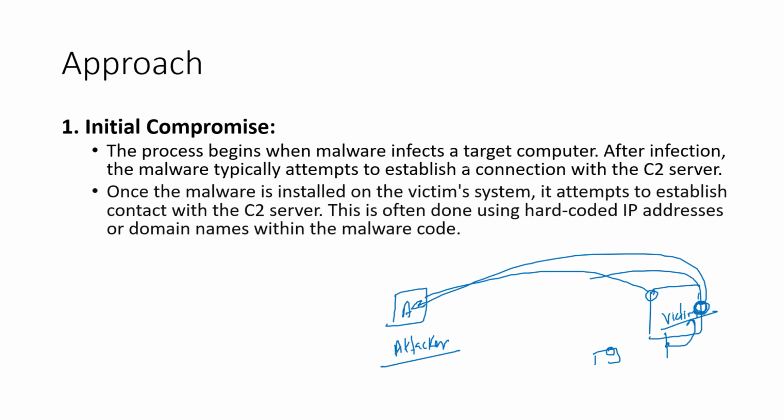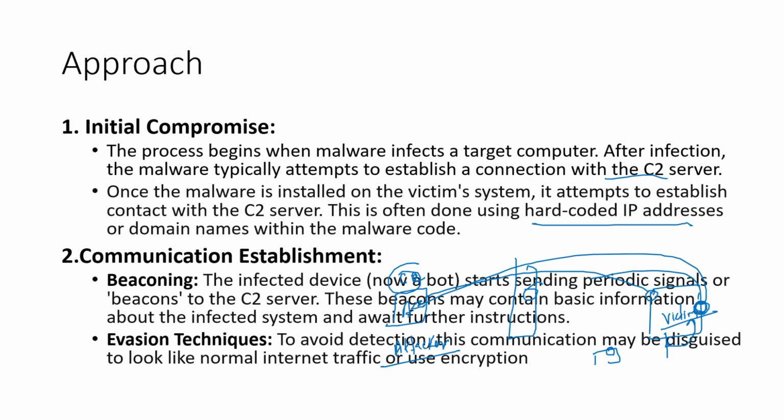So the process begins when malware infects the target computer, and after infection, the malware typically attempts to establish a connection with the C2 server. Here A is the C2 server. Once the malware is installed on the victim machine, it attempts to establish contact with the C2 server, and this is often done using a hard-coded IP, so that if a firewall is there, it cannot monitor. Now once it establishes the connection, it does the beaconing.